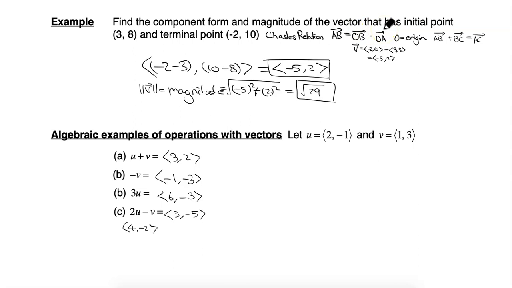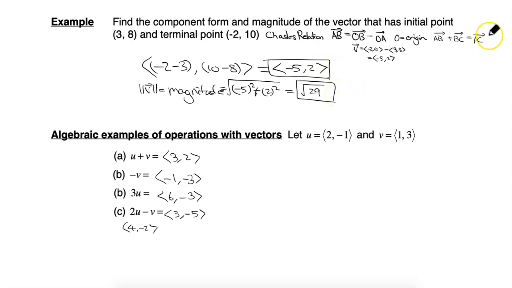So in this example, if I want to go from (3, 8) to (-2, 10), what I can do is do -2 minus 3 and 10 minus 8. That represents OB minus OA. And this is the answer. The magnitude of this vector then is going to be, again using the Pythagorean theorem, the square root of 5 squared plus 2 squared, so root 29.